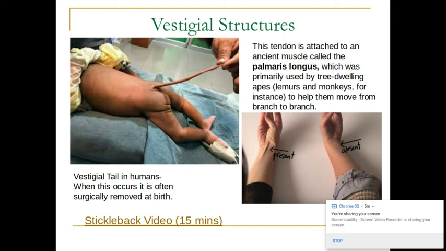A lot of my students usually know about the tendon. See how their wrists are. If you put your wrists up, this tendon is attached to an ancient muscle, the palmaris longus, which was primarily used by tree-dwelling apes. It's no longer being used. These indicate that we've evolved from a common ancestor. It helped them move from branch to branch. They're actually using this tendon, since we no longer use it, when they have to do facial surgeries. They remove it from the wrist and use it in the face.